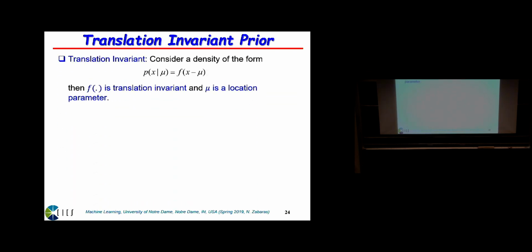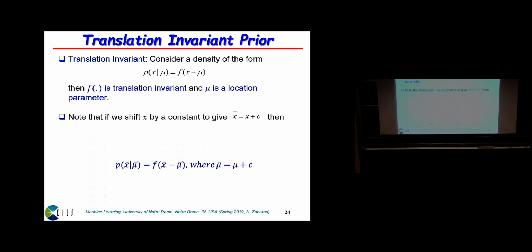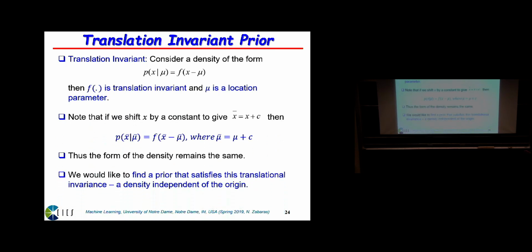So let me give you a few examples of non-informative priors for the mean and the variance that are going to be very handy for doing Bayesian analysis. So first thing I want to do is, let me put all of this up. I want to define what is called a translation invariant prior. Okay? So a translation invariant prior is a prior that has this form, where mu is a parameter, a location parameter.